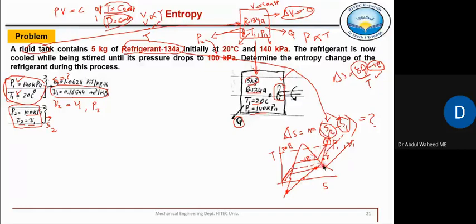Pressure is dropping, temperature is dropping because it's a constant volume cooling process. Now we need to determine first where point 2 is with the help of these two thermodynamic properties which are given. The pressure is 100 kilopascal. For example, this dotted line is the 100 kilopascal line. So on this line, there is a possibility that this point is here, here, or maybe here, on the same volume line.